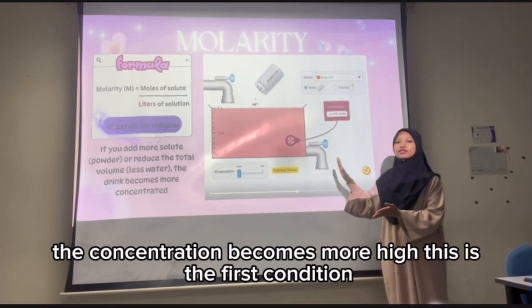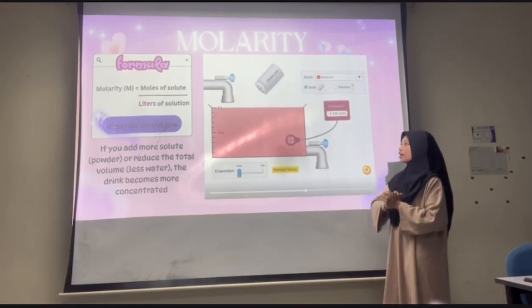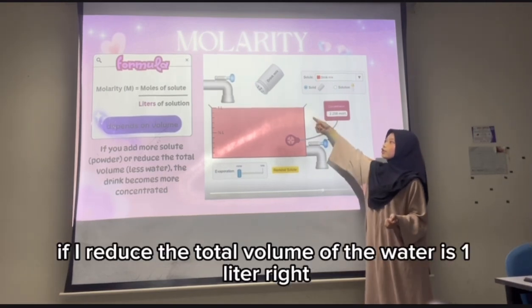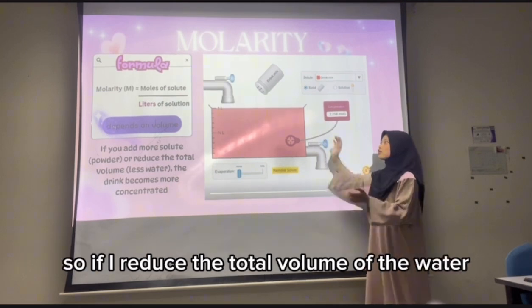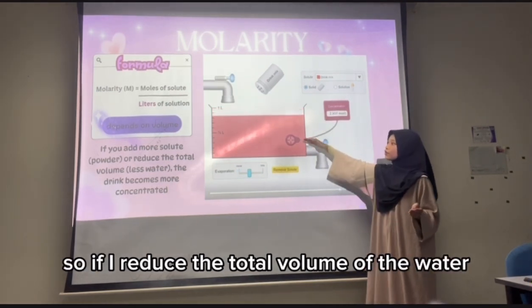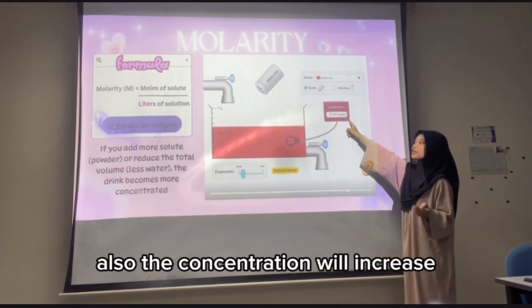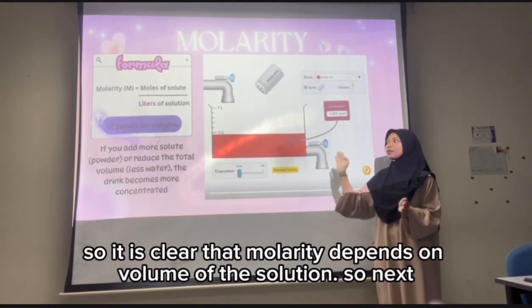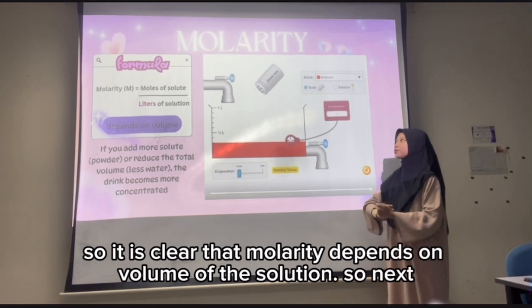This is the first condition. And then the second one, if I reduce the total volume of the water, this is 1 liter, right? If I reduce the total volume of the water, the concentration will also increase. So it is clear that molarity depends on the volume of the solution.